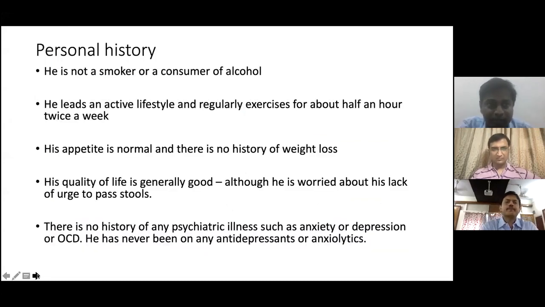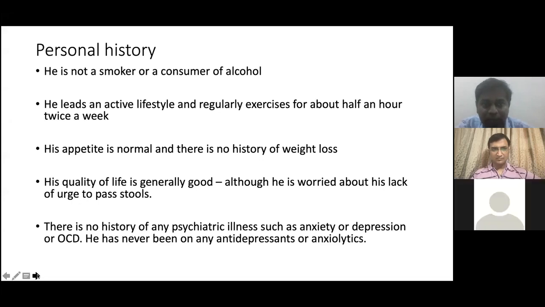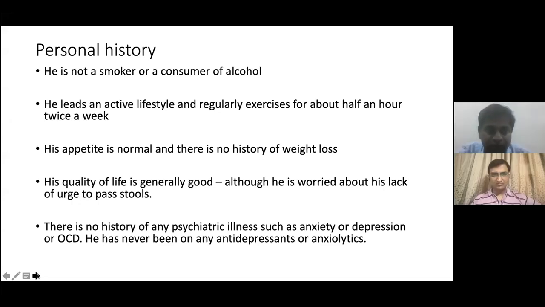Personal history: he does not consume alcohol and he is not a smoker. He has an active lifestyle and regularly exercises. His appetite is normal, and there is no history of any weight loss. His quality of life is generally good, although he is worried about his lack of urge to pass stools. There is no history of any psychiatric illness such as anxiety, depression, or obsessive compulsive disorder. He has never been on any antidepressants or anxiolytics.